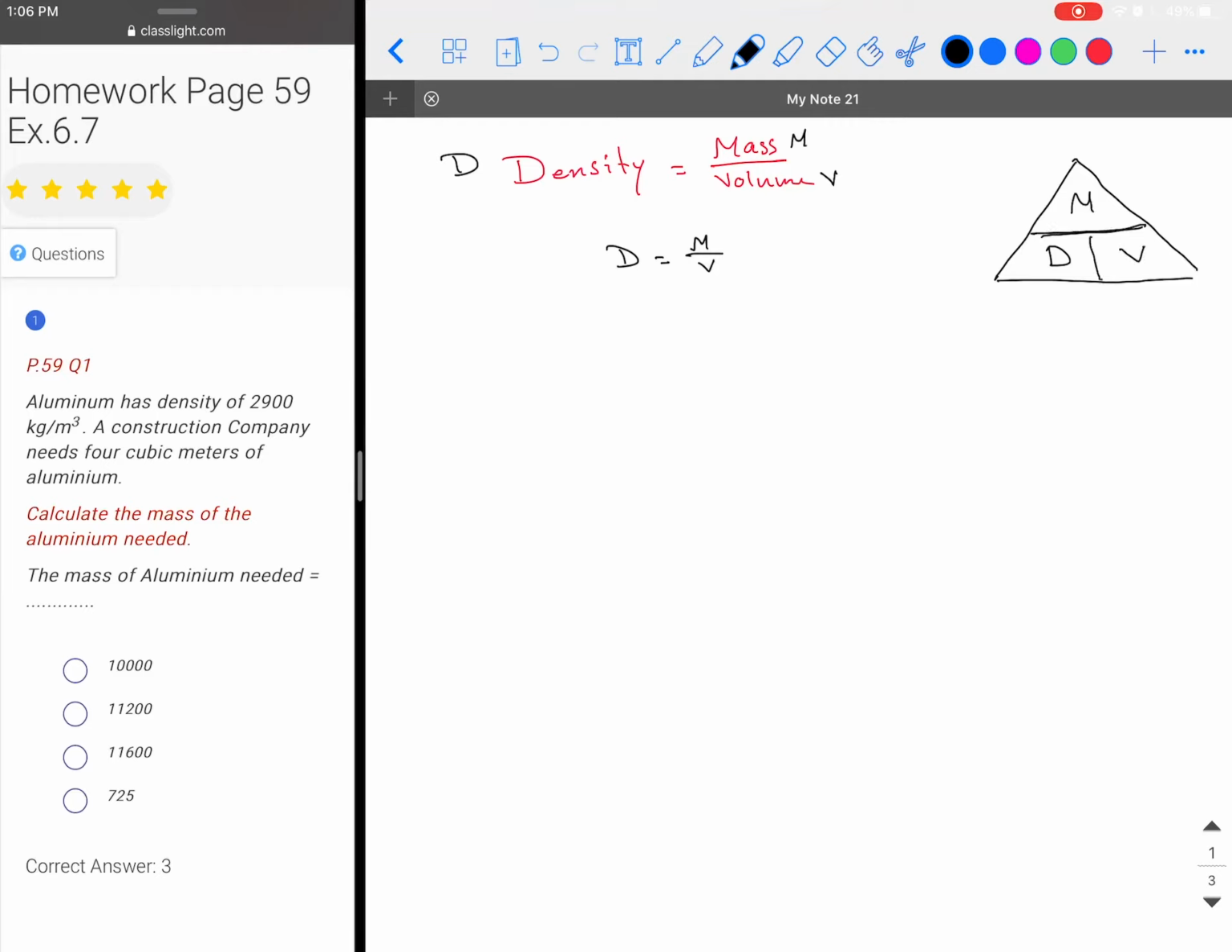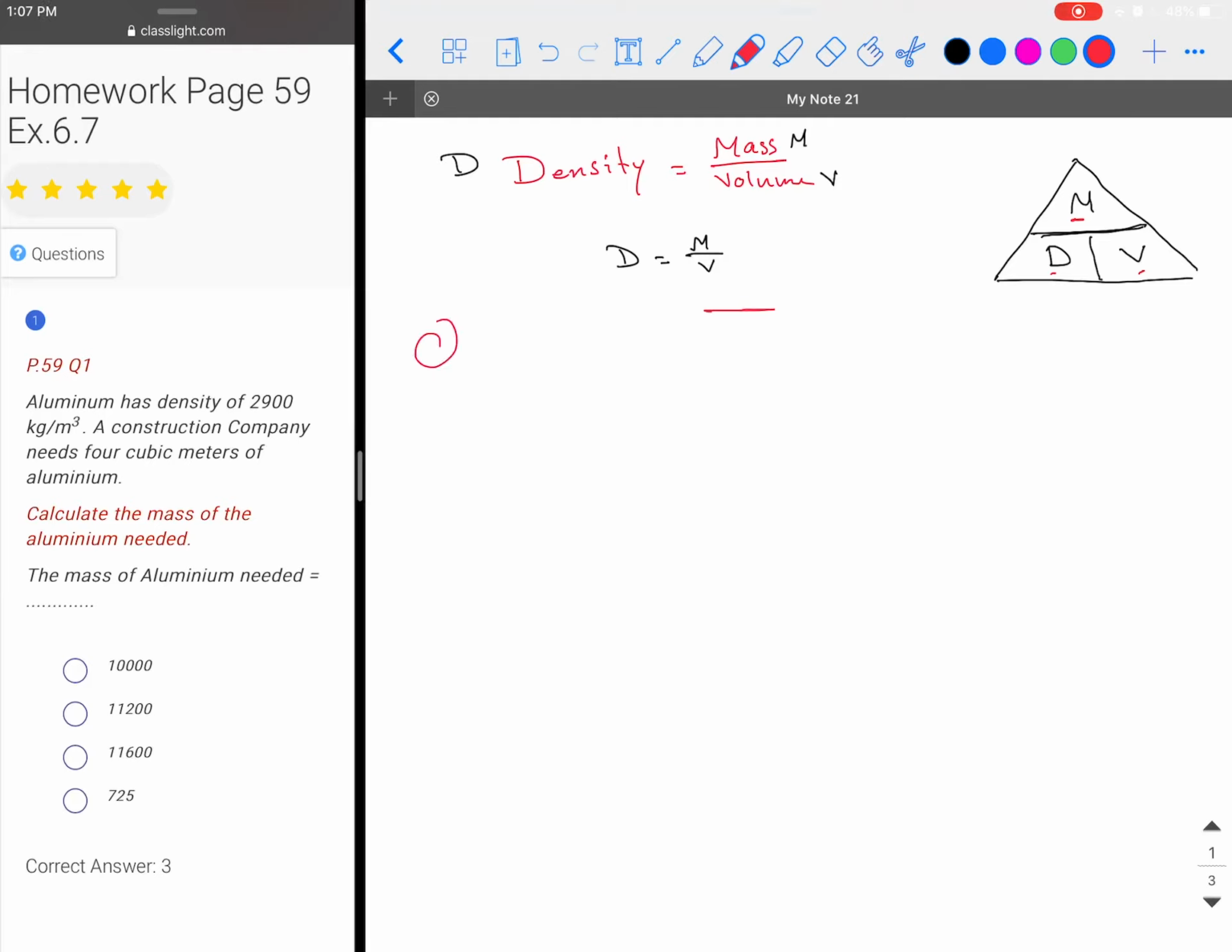So what if we don't need to calculate D, we need to calculate volume V? Then we divide mass by density, M divided by D. Or if we need to calculate mass, we multiply D by V. So let's complete.